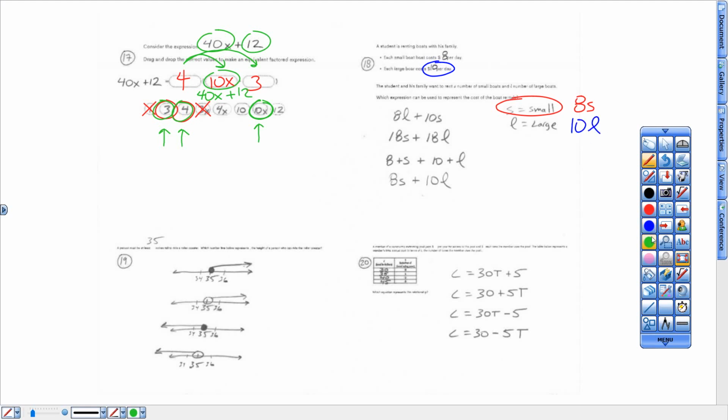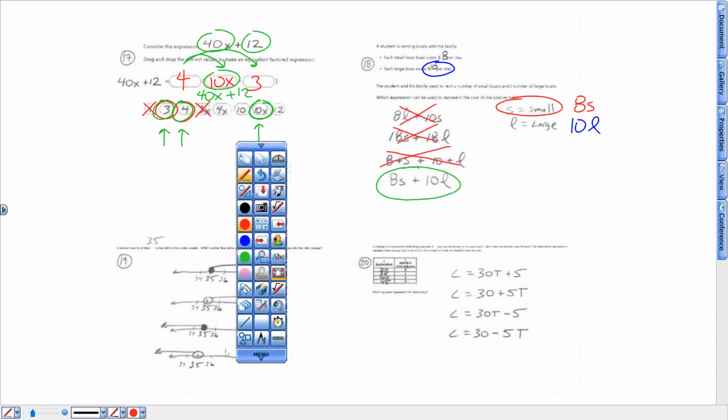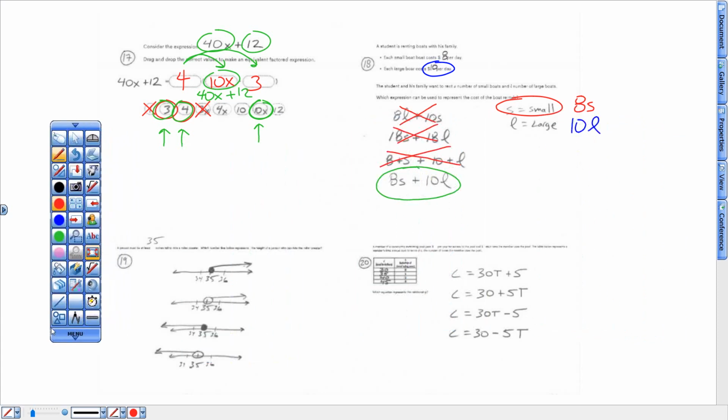The only one that shows 8S plus 10L in that exact order is this one. This one has the L with the 8 and the S with the 10. This one has 8 and 10 added up. This one has some whacked out adding. The only one that works is 8S, $8, 8 times small, 10 times L.